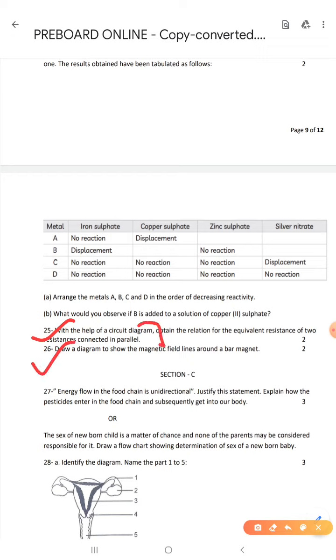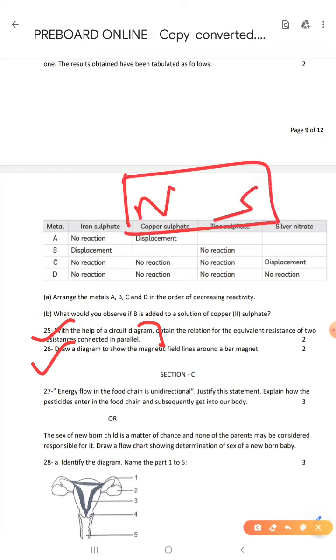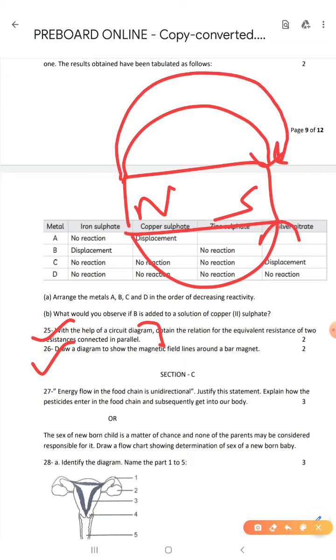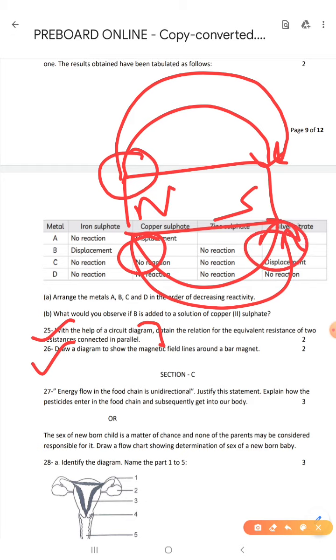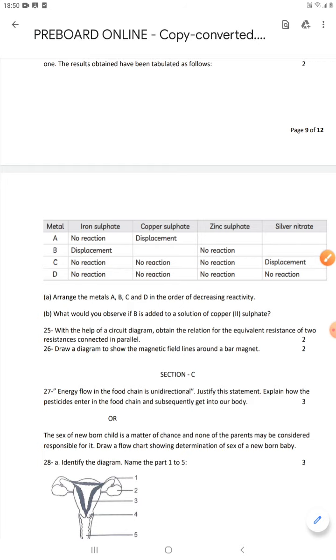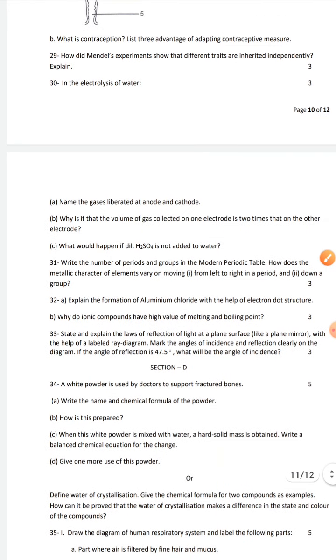Second one, draw a diagram to show the magnetic field lines around a bar magnet. You have to draw a bar magnet. There are two poles also. Then the magnetic field lines move from north to south. You have to draw it like that. You should know that the magnetic field lines are denser at the poles, and in the middle part the magnetic field lines are far from each other. So like that you have to draw the magnetic field lines of a bar magnet.